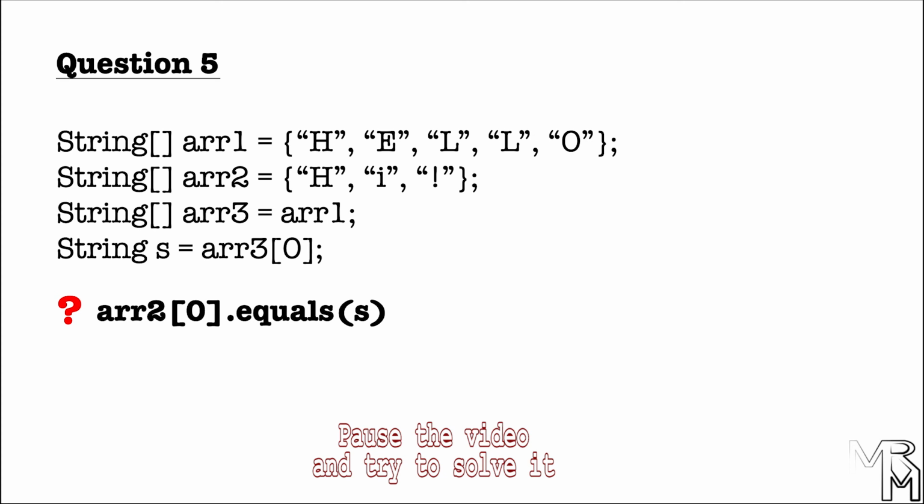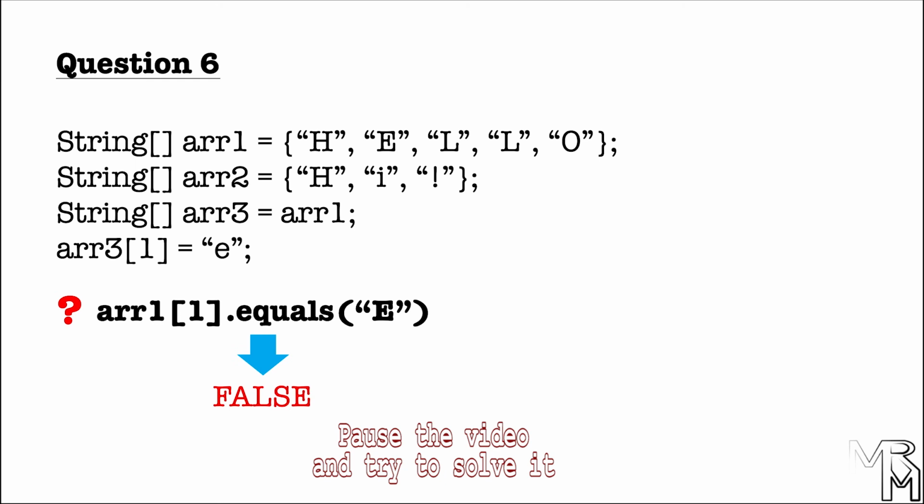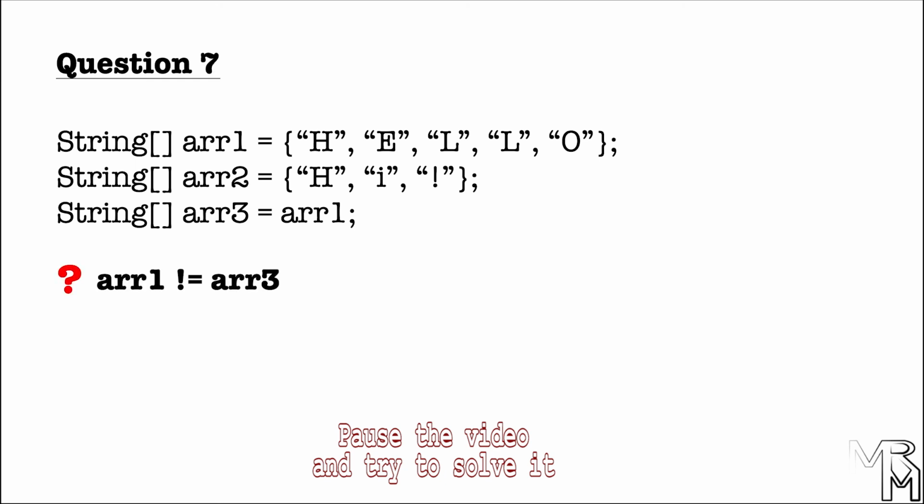Here, R3 points to the same array object as R1. Since the 0th elements of both R1 and R2 are equal, the answer to this question is true. In this question, because R3 points to the same array as R1, the element at index 1 of R1 is a lowercase e, not an uppercase e, and the answer to this question is false. Here, because both R1 and R3 point to the same array object, saying that R1 is not equal to R3 is false.